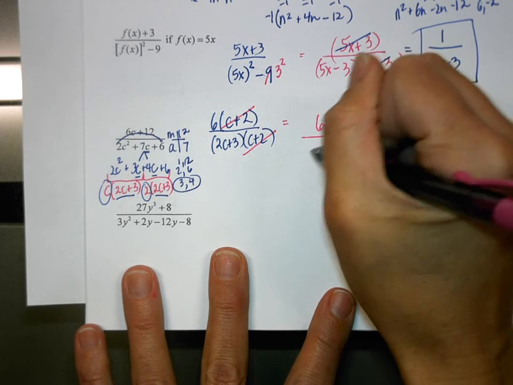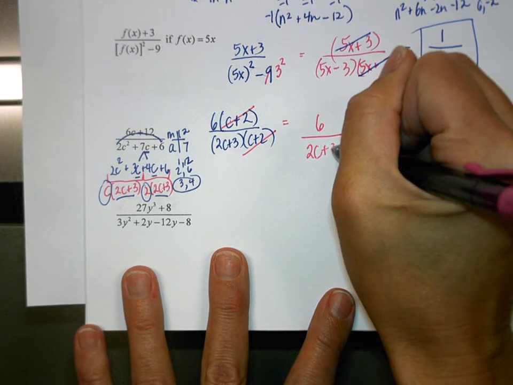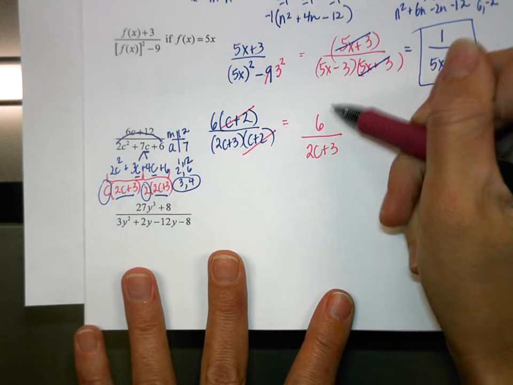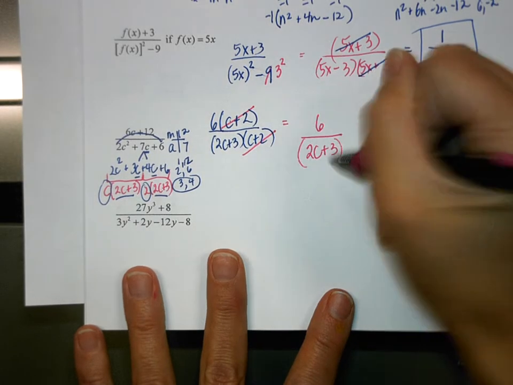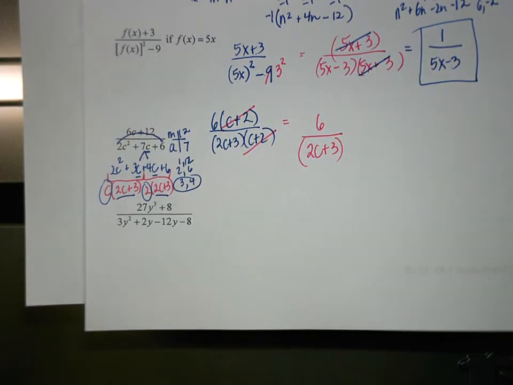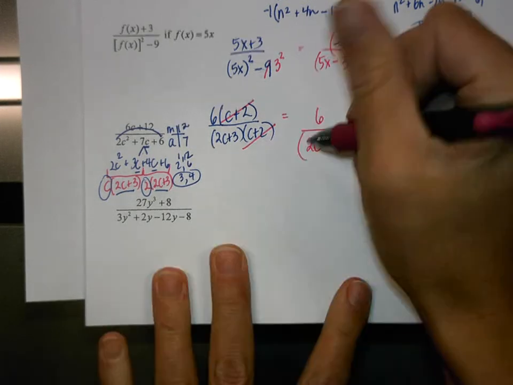And so I end up with 6. Perfect. Can I reduce this? No. Put that in parentheses. Those are all stuck together. Okay? You cannot reduce anything with a plus or a minus unless it's exactly the same. Okay? That's my answer.